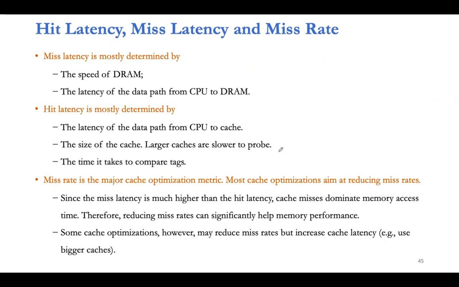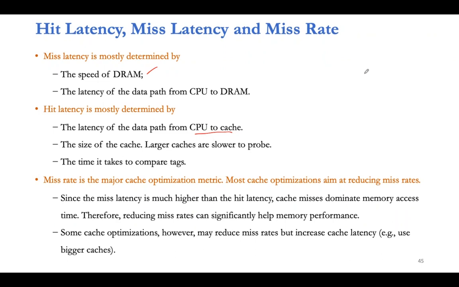Then hit latency and miss rate summary together. Miss latency is mostly determined by the speed of your DRAM. In the very beginning of this lecture, we have seen that DRAM growth is 7% per year. So the latency of the data path from CPU to DRAM gives the miss latency. Hit latency is mostly determined by the latency of the data path from CPU to cache only.